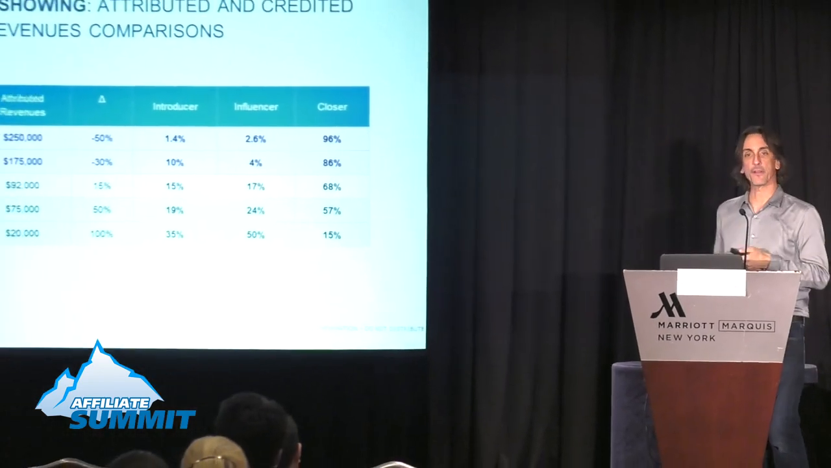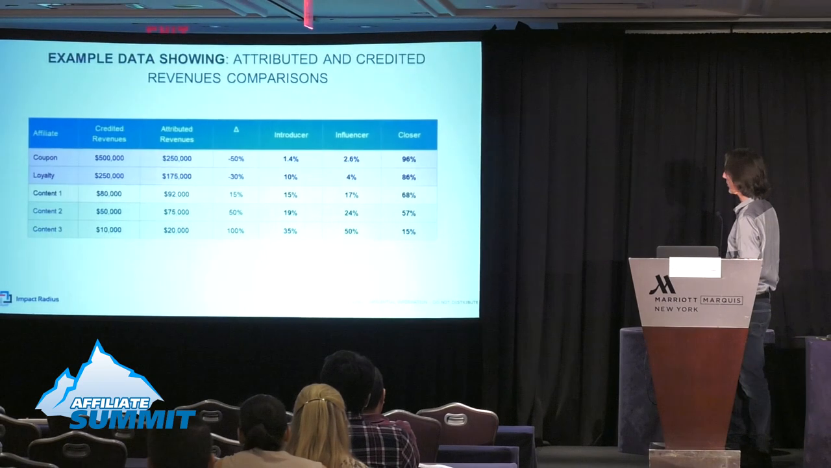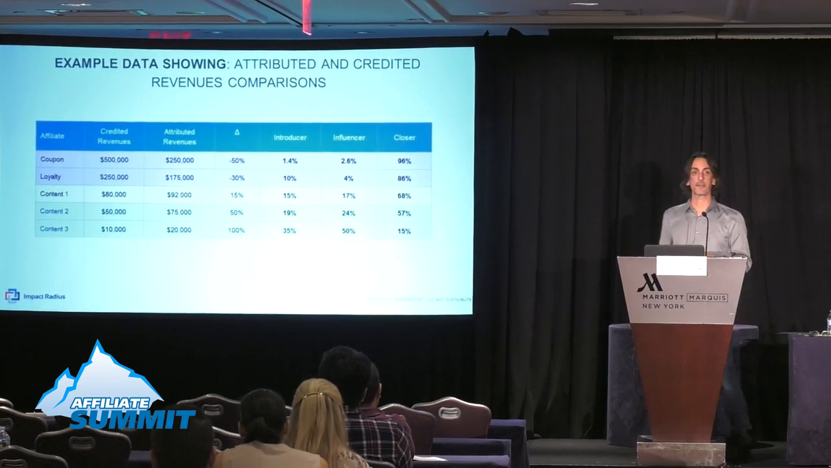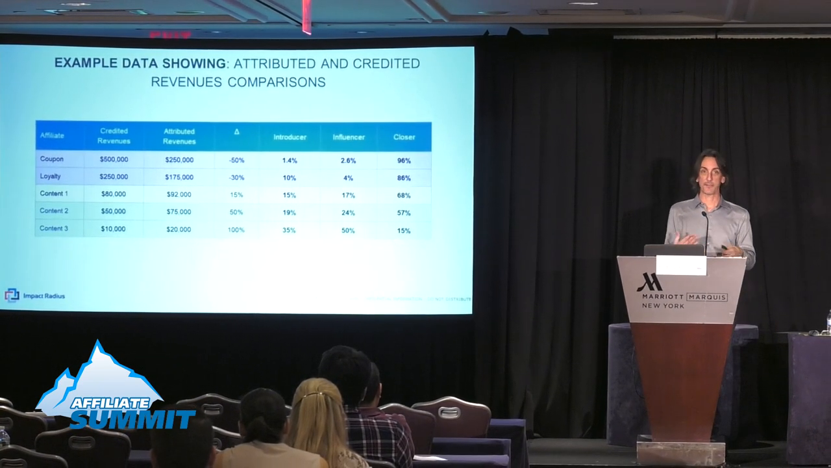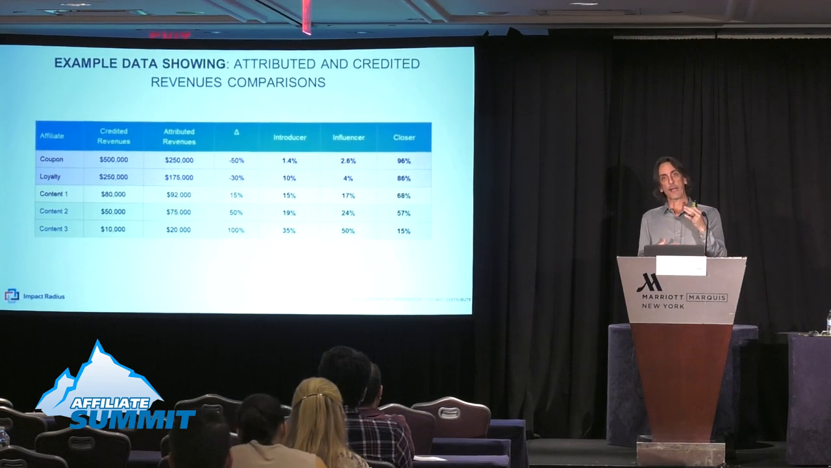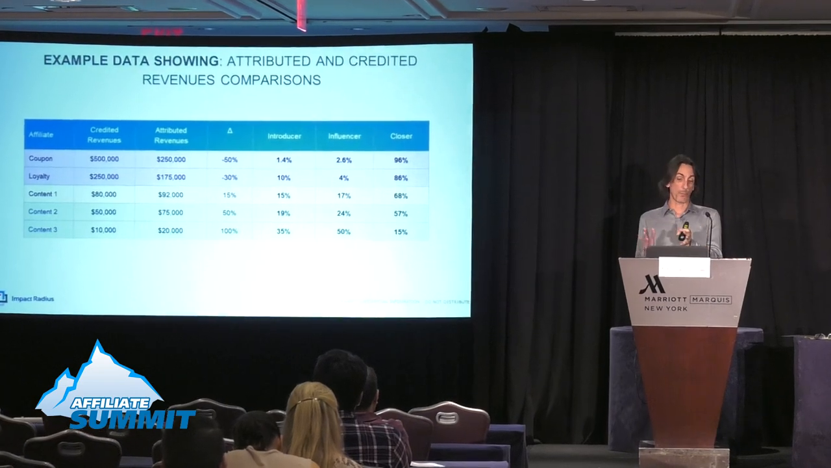But then when I get some of these content sites, I'm getting a lot more introduction and influencing going on where they're never going to earn a commission. They may be getting trumped by some of these other guys, because I read a review, this is exactly the product I want, I knew it was going to be a good product to buy, and now I'm going to go get my cash back, or now I'm going to go look for a coupon. So now we understand where we're undervaluing and overvaluing our affiliates and why.